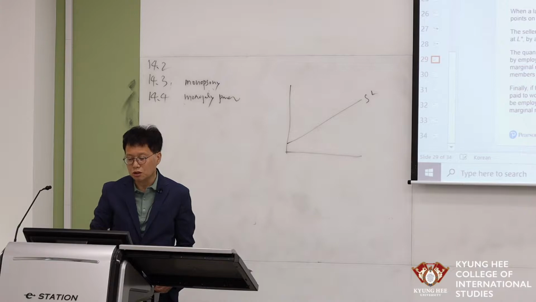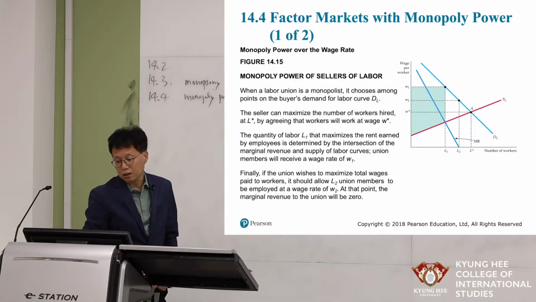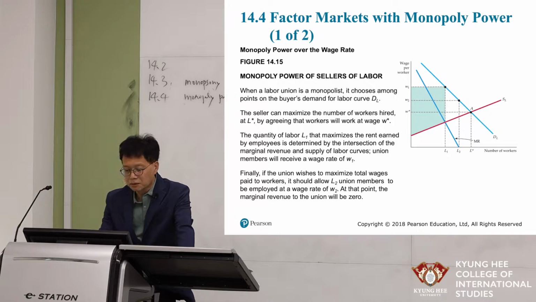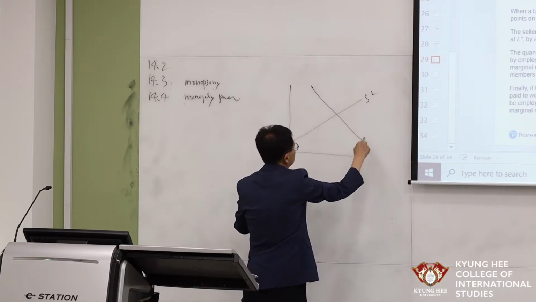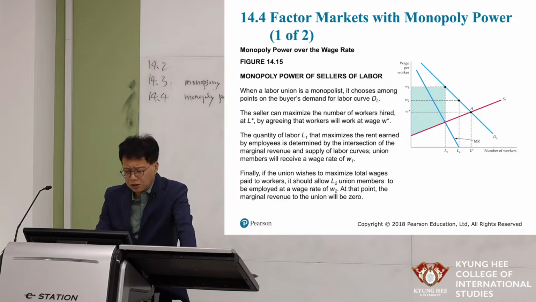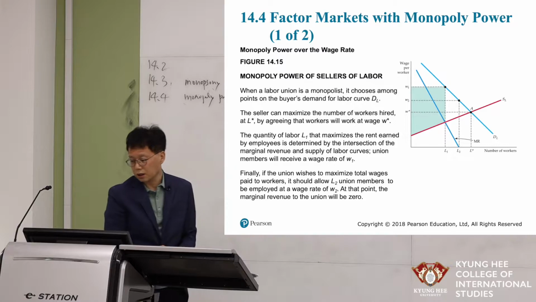When a labor union is a monopolist, the labor supply curve is like this. Then they face a labor demand curve like this. When a labor union is a monopolist, it chooses among points on the buyer's demand for labor, DL. That is the demand for labor. The sellers can maximize the number of workers hired.